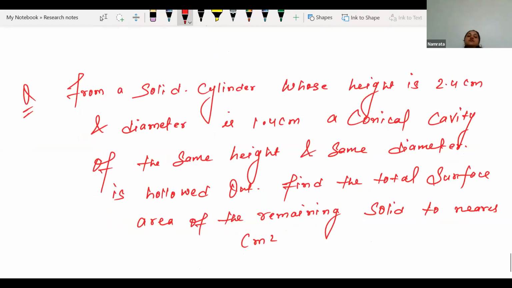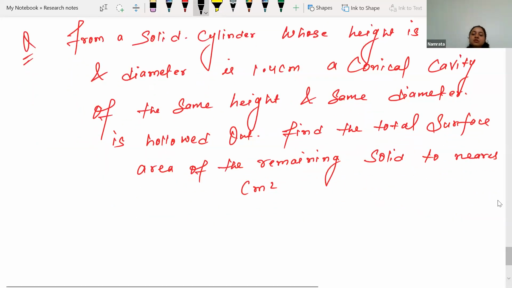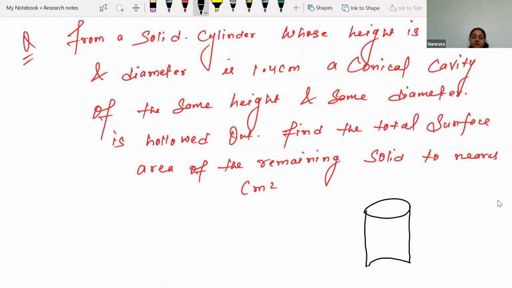Let's see what exactly the question says. Here the question says from a solid cylinder. There is a solid cylinder. What's the meaning of solid cylinder? Solid cylinder means there is a top part and bottom part also. So if I am going to draw a solid cylinder, this is how the solid cylinder will look like. We are having a cylinder. Since it's a solid cylinder, there is a cap for the top and there is a cap for the bottom also, which you can take and just cover them. That's called solid cylinder. Getting it?